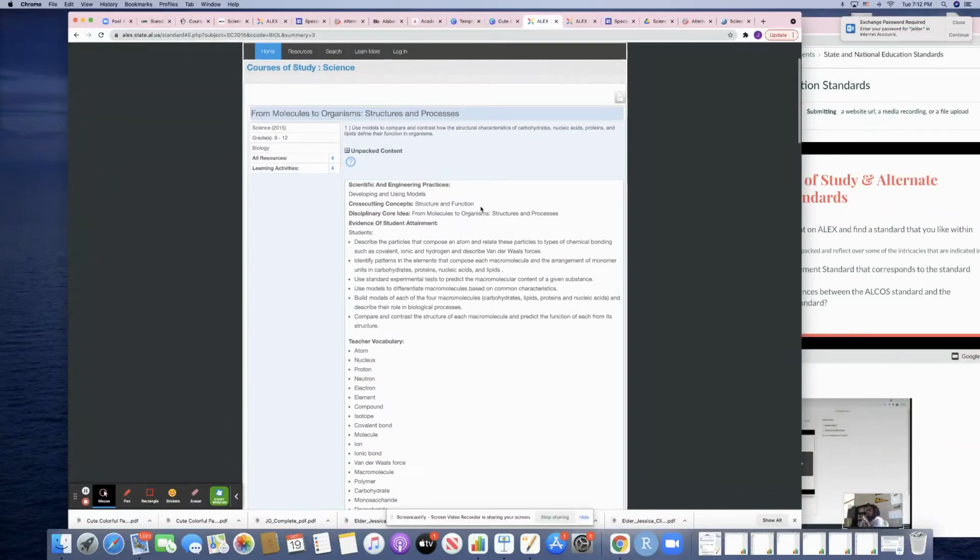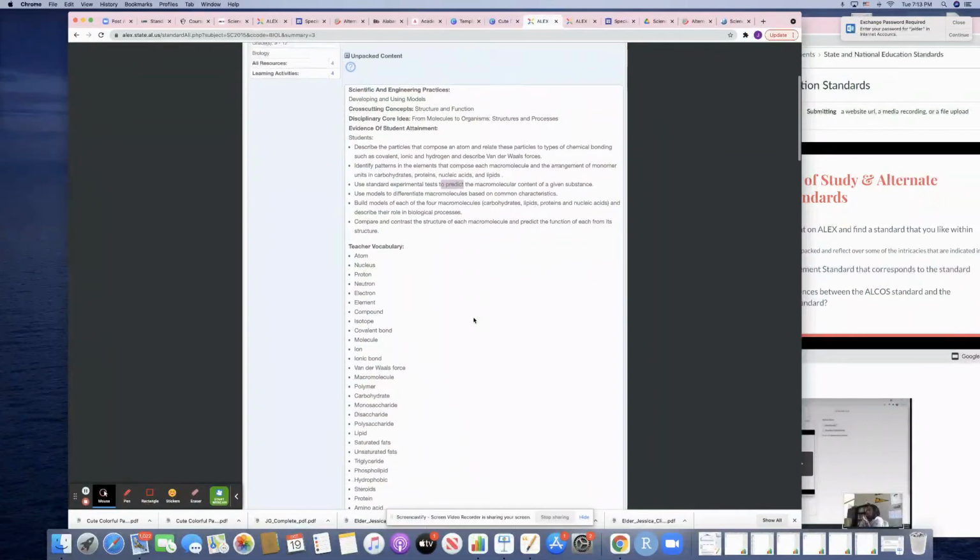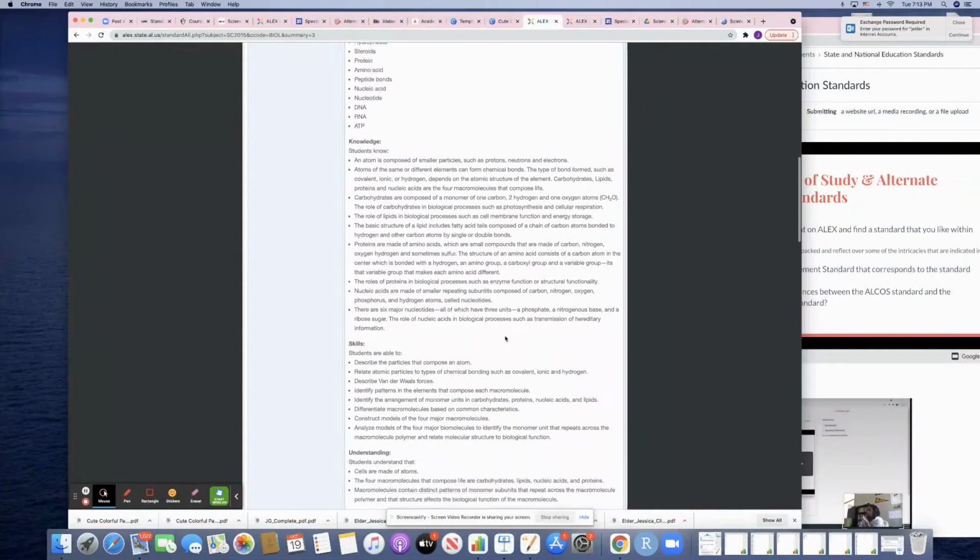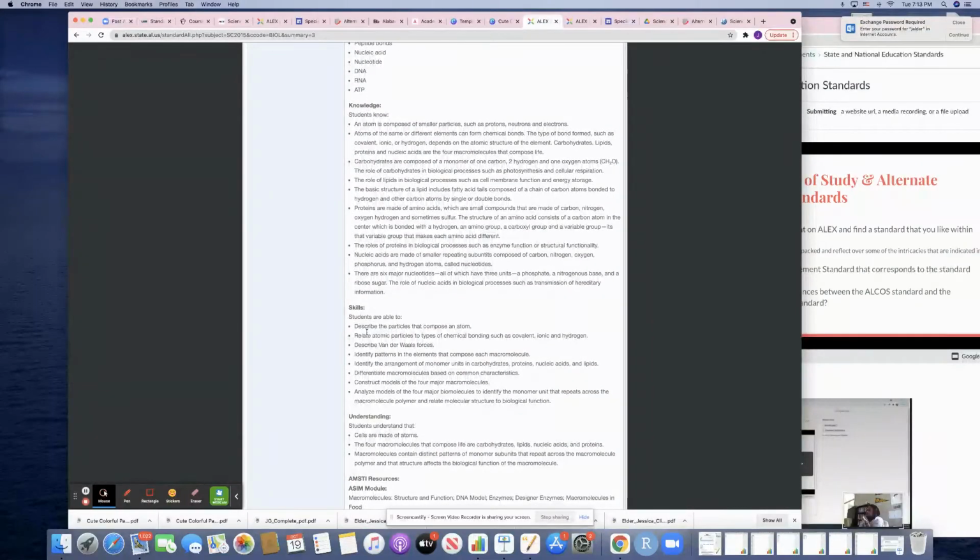So when we come up here and we look at the standards, there are two things that are really important. One of them is the verbs. Describe is one of the verbs you'll see. Identify, use, predict. So the first thing when we look at a standard, we have to look at the verb to see what the students are actually going to be doing. And that's also illustrated down here in the students are able to. They're able to describe the particles. They're able to relate atomic.